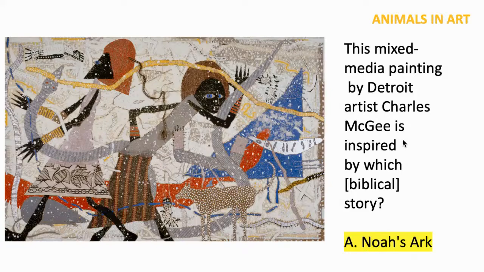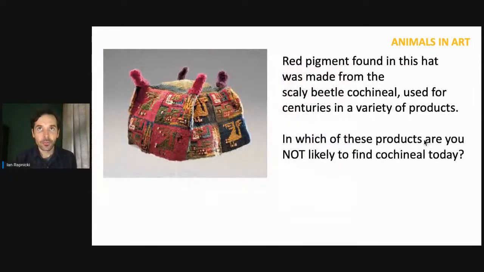All right. Still looking at animals in art. But now we'll look at this. And the question is, red pigment found in this hat was made from the scaly beetle cochineal used for centuries in a variety of products. In which of these products are you not likely to find cochineal used today?